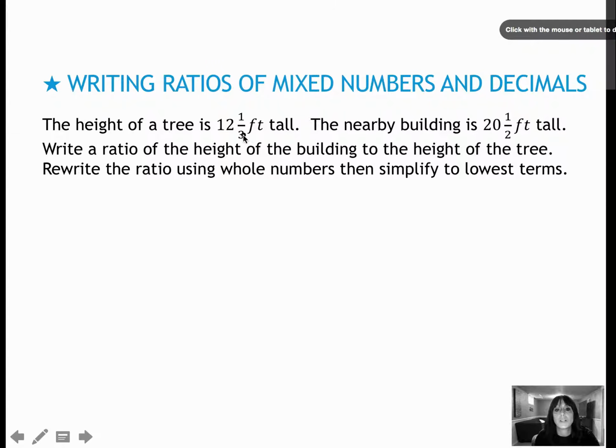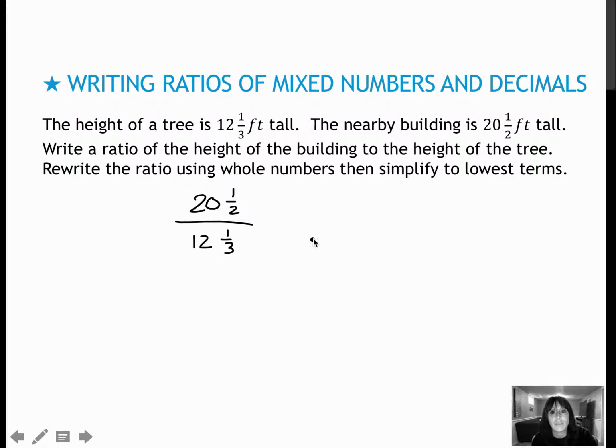If the height of a tree is 12 1/3 feet tall and the nearby building is 20 1/2 feet tall, we're to write a ratio of the height of the building to the height of the tree. So the height of the building is 20 1/2 feet, and the height of the tree is 12 1/3 feet, and this is very, very ugly. This is 2 mixed numbers in a fraction.